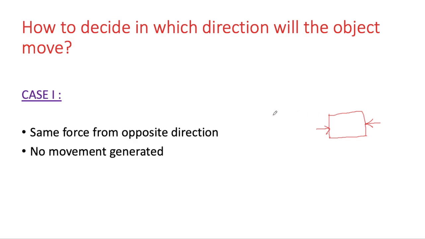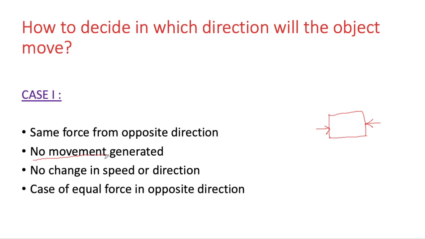Since the two forces acting are of the same magnitude and are acting from opposite directions, the net force acting on the object will be zero. So there will be no change in the state of motion of the object. Hence, no movement will be generated. There will also be no change in the speed or direction of motion. This case is of equal force acting in opposite directions.